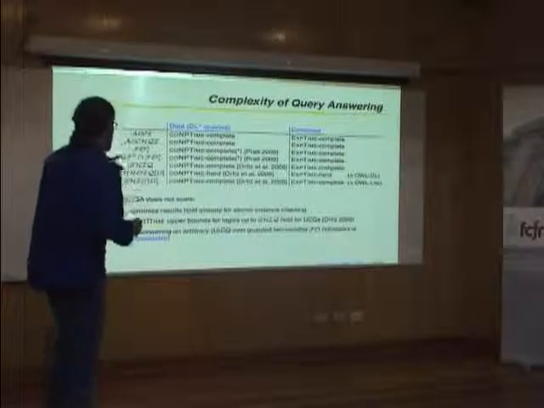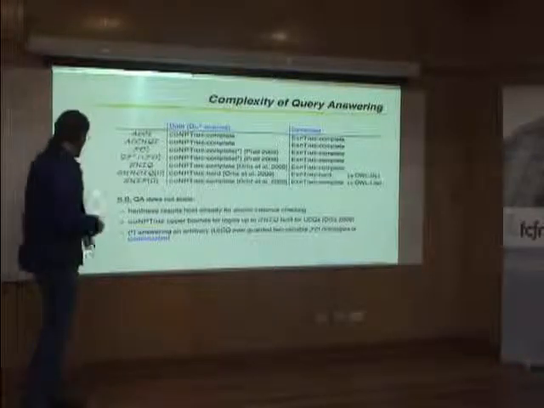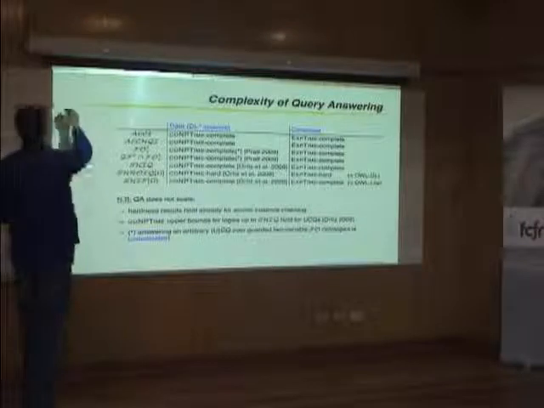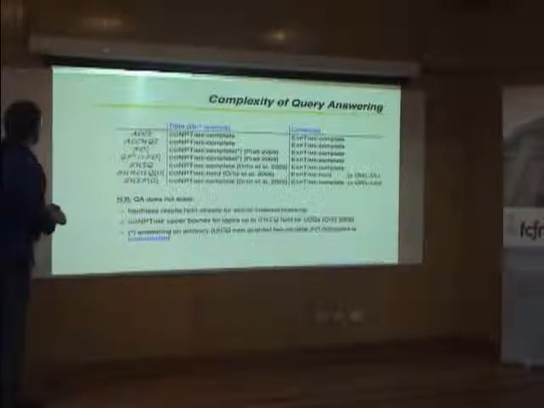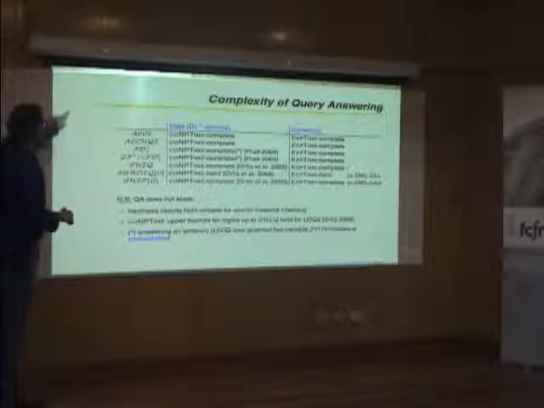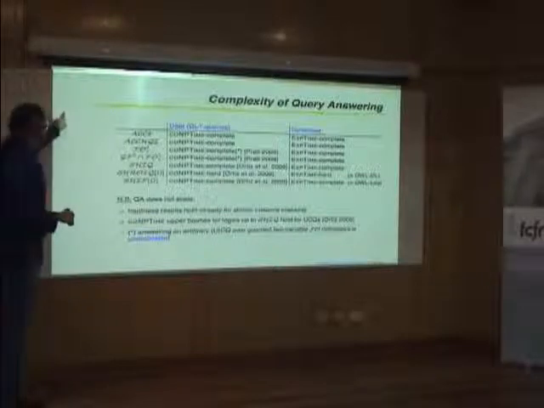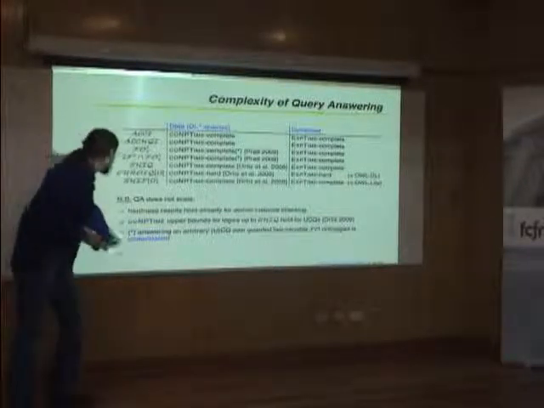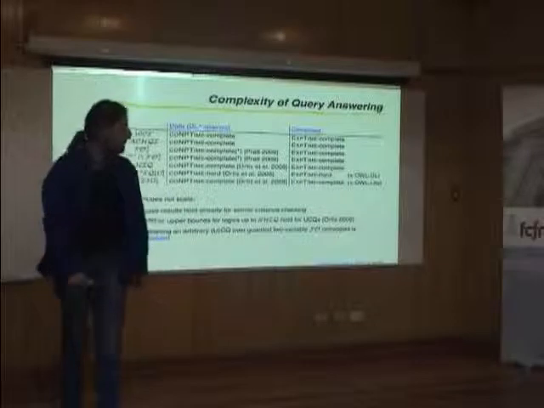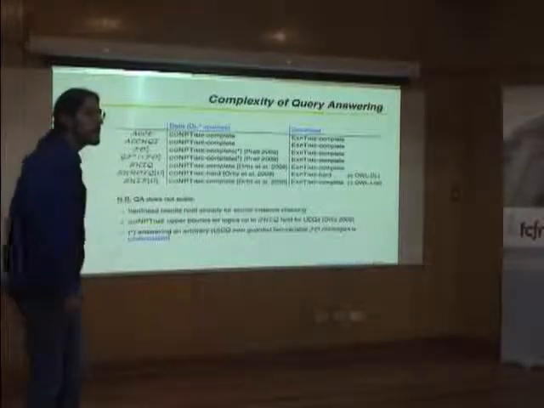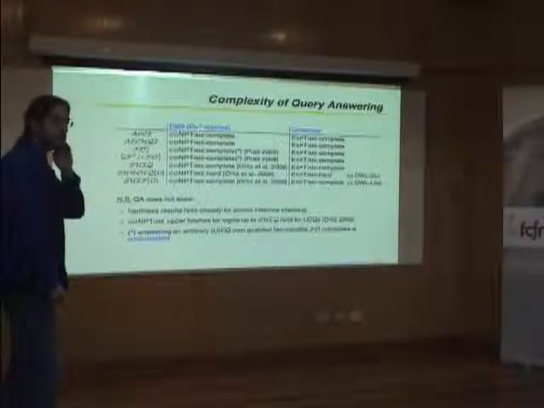Why do I say this? Because it turns out that when you consider arbitrary conjunctive queries, forget about counting, just for GF2, because the result holds for the guarded two variable fragment of first order logic, you get undecidability. So there is this result by Glimm and Rudolph from 2009. So he basically defines a reduction from a tiling problem.